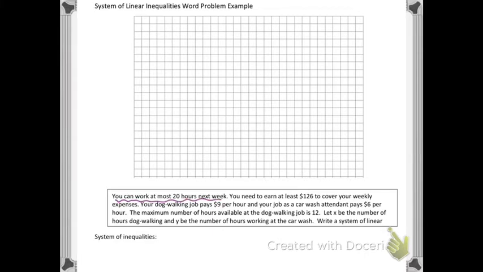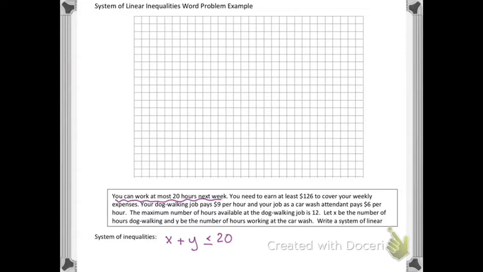So that means you can work equal to 20 hours or you can work less than 20 hours, at most 20 hours next week. So you're going to work X hours dog walking and Y hours at the car wash. This inequality has nothing to do with how much money you're making, so we're not going to include any wages in this first inequality.